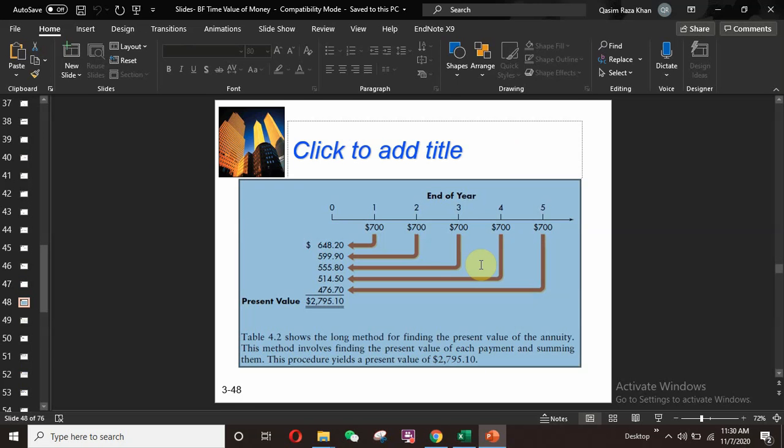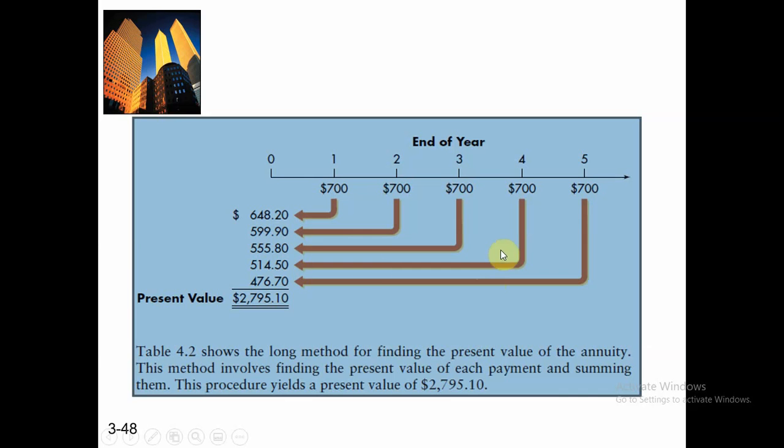So here is the simple graphical illustration. Here 0 is my time period, and 1 is my first payment, which I will get after 1 year, at the end of year, because we are following the ordinary annuity. So that's why this payment will be at the end of year. Similar payments we will get until the end of 5 years. If we convert this 700 into present value, we will get 648.